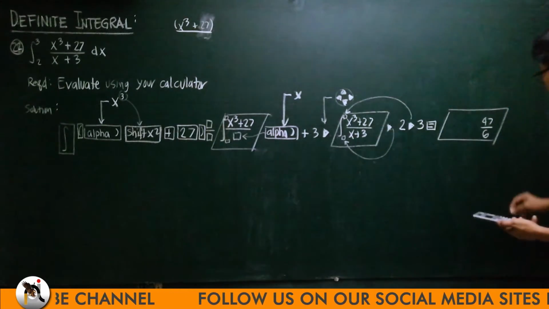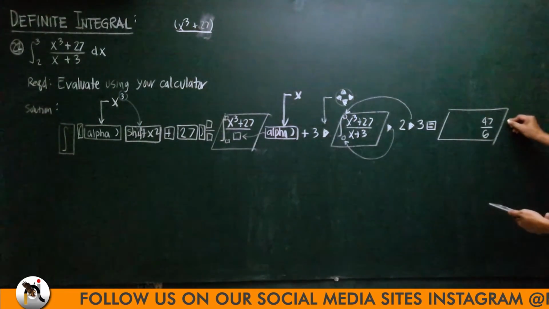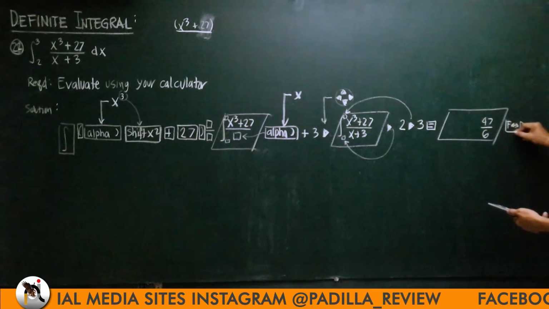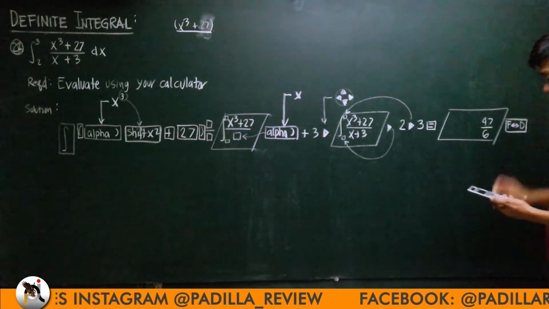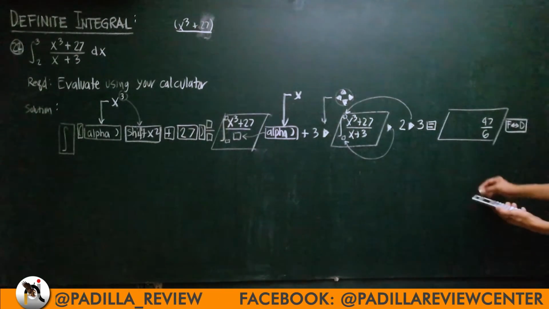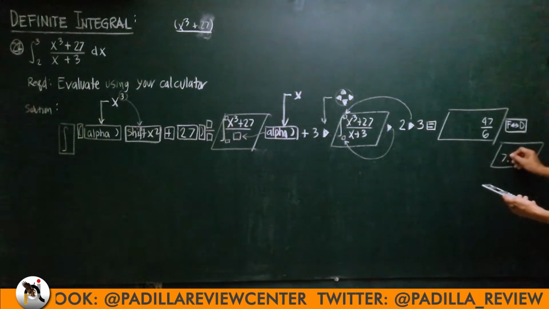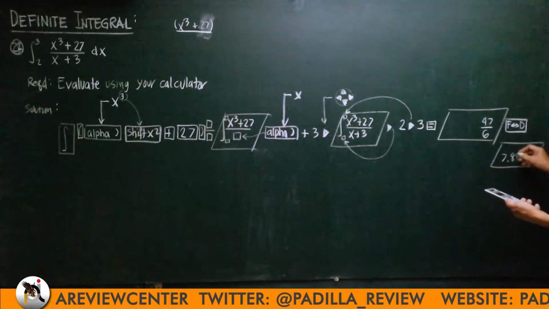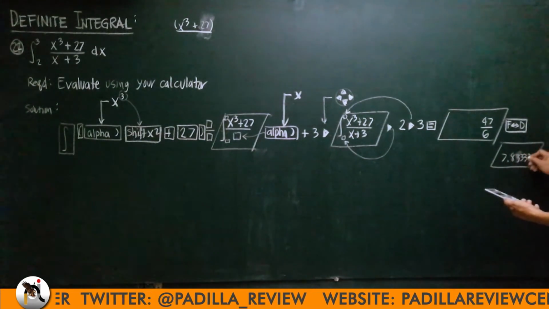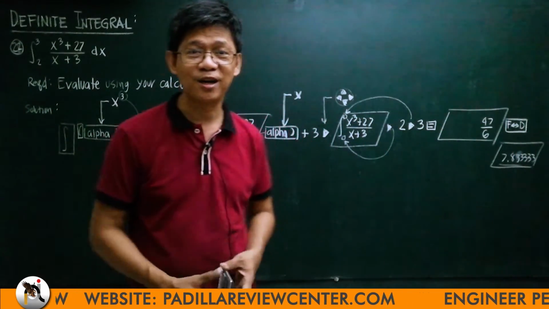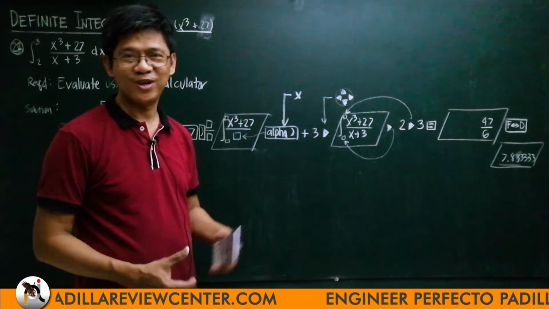To find it in decimal, press the fraction to decimal key, and you'll have 7.83333. So the display will be 7.8333333 or 7.83. Same result as we had a while ago. Do you understand?